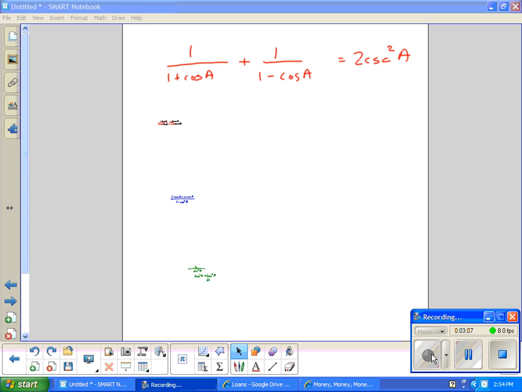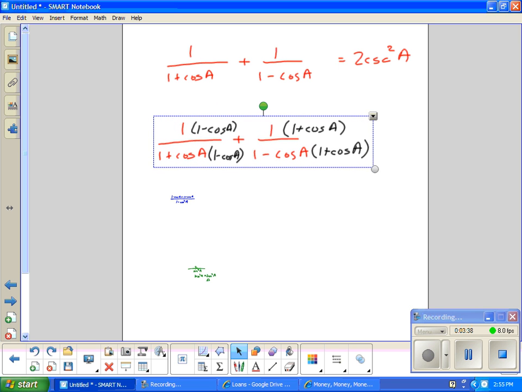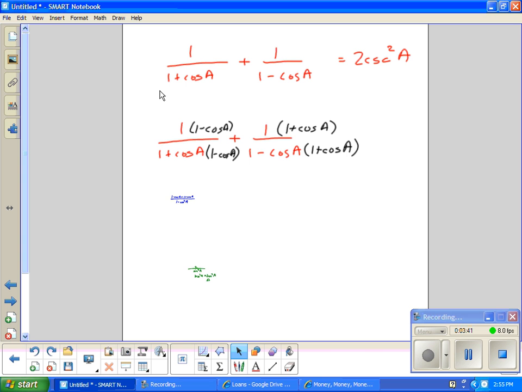Alright, the next identity we have here, we're going to verify again, or show that 1 over 1 plus cosine A plus the quotient 1 over 1 minus cosine A is equivalent to 2 times cosecant squared A. Again, we're going to operate on one side, we're going to operate on the left. And I notice immediately there are 2 terms on the left side, yet there's only 1 on the right. So I'm going to get a common denominator, and I'm going to add, so there's 1 term. I'm going to multiply by 1 minus cosine A here, and 1 plus cosine A on the other fraction.